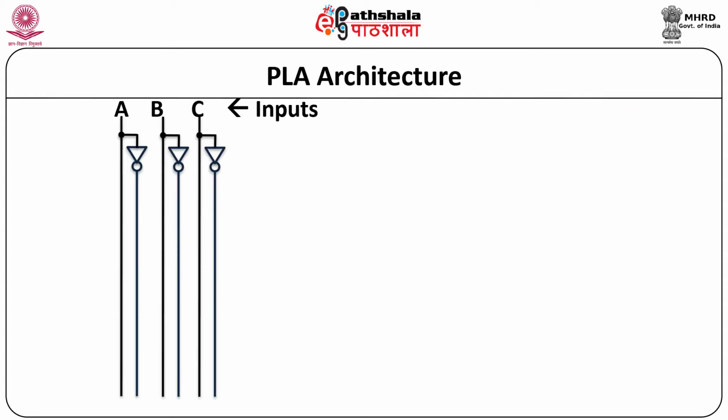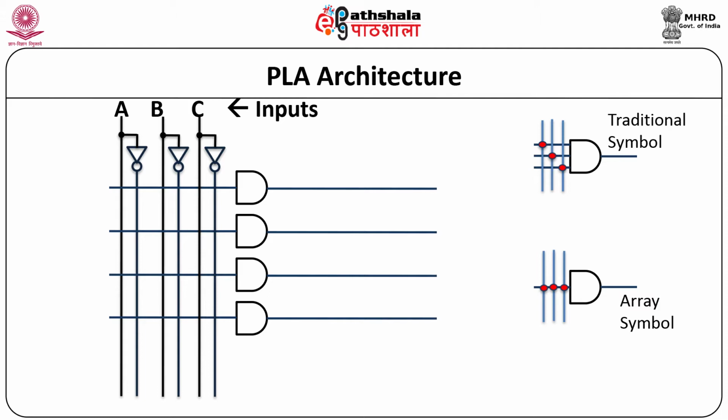Let us understand the internal architecture of PLA. The first part of PLA contains input variables. Each variable is connected to a vertical wire and a wire with a NOT gate. This arrangement provides uncomplemented and complemented inputs. To generate product terms of the Boolean expression, an array of AND gates is used. In place of showing a multiple input AND gate, an array symbol of AND gate with a horizontal line is preferred. The array symbol of AND gate will reduce the complexity of design.